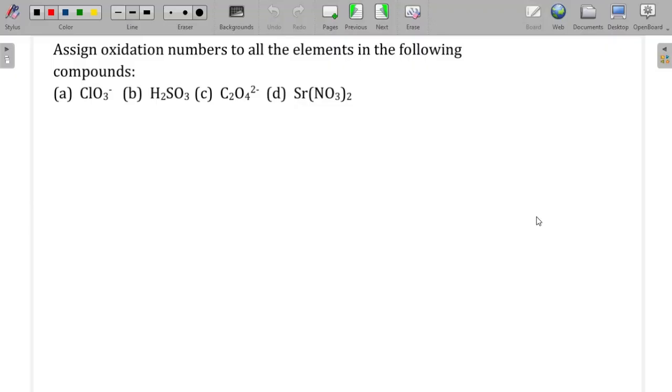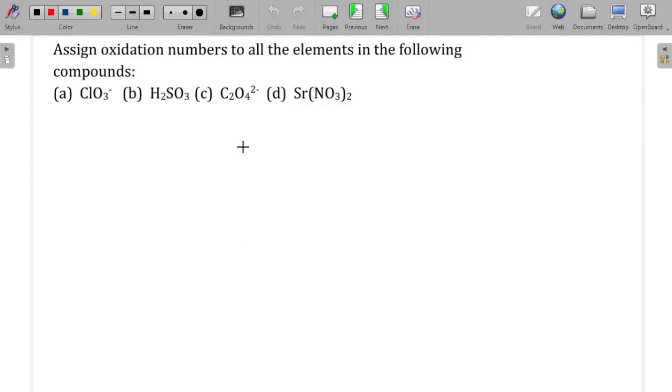All right, so welcome to this video. Today we'll be looking at oxidation numbers. So how can we assign oxidation numbers to elements that are part of a compound? That's what we're going to be discussing today. Before we can even try to answer this question that you can see there, we need to know some important rules concerning oxidation numbers.